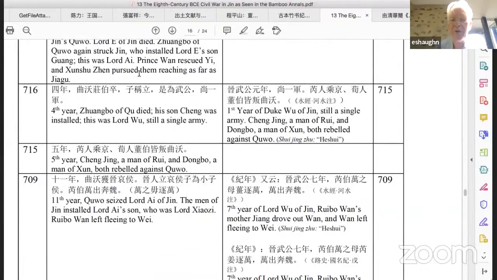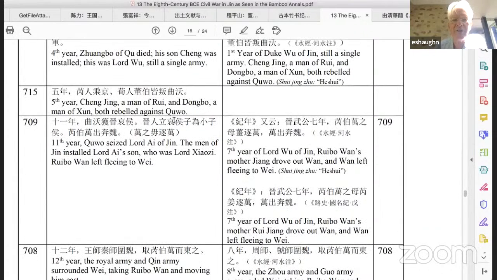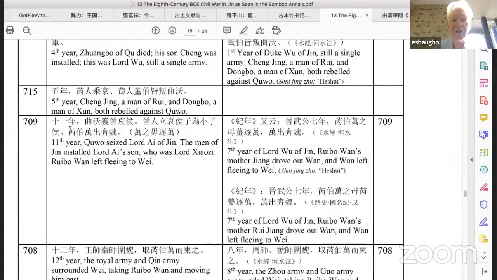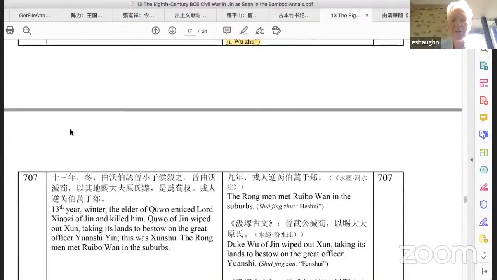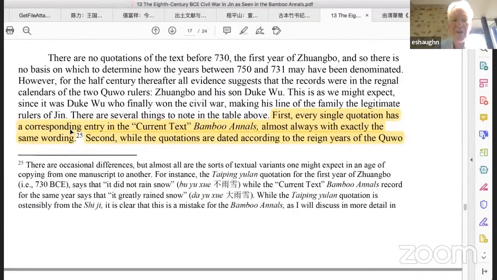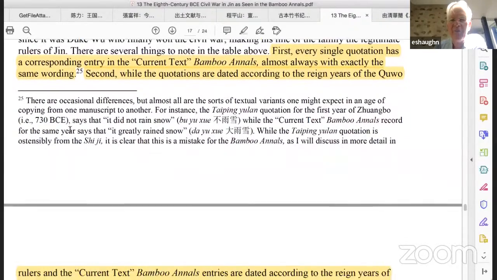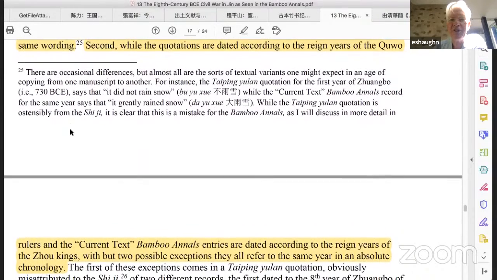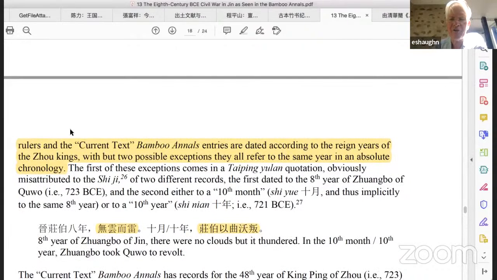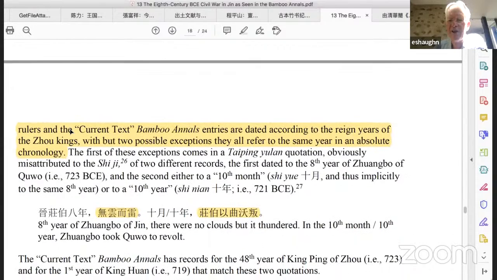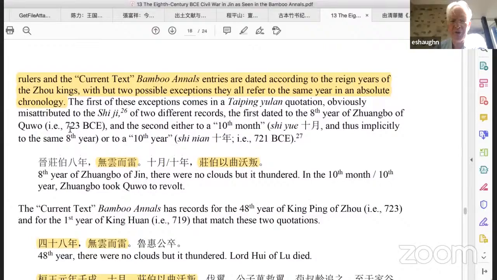So on down to Jinwu Gong Yuan Nian. So Xinian 709 corresponds to Huan Wang Shi Nian. And all of these correspond perfectly. So every single quotation has a corresponding entry in the current text, almost always with exactly the same wording. And while the quotations are dated according to the reign years of the Jin rulers, and whereas the current text gives them in the Zhou kings, they all refer to the same absolute chronology.